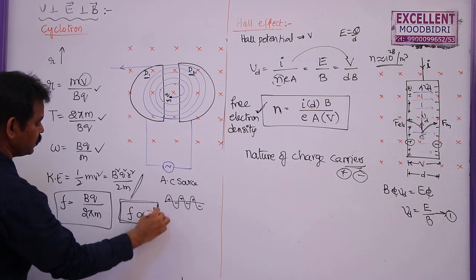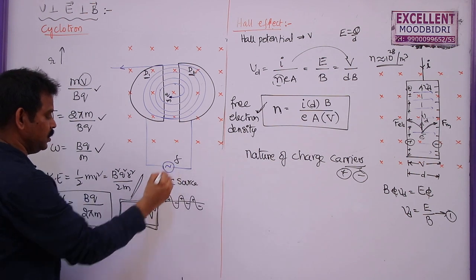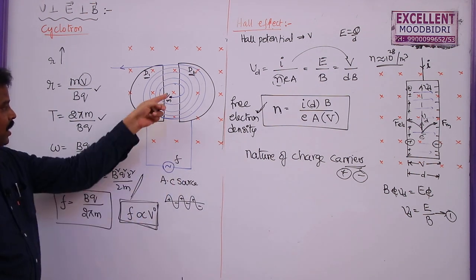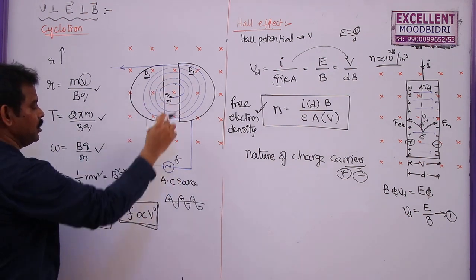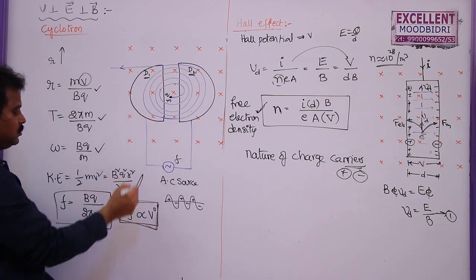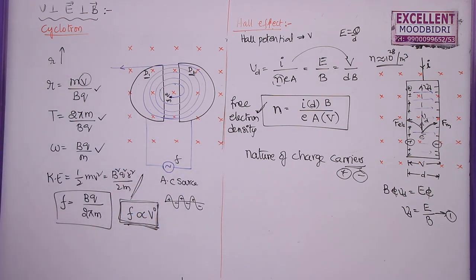So this is the working principle of this one. The frequency of this AC source must be such that it does not depend upon the velocity of the charged particle, and the frequency of rotation is also equal to this frequency. So they are in resonance. So this is the concept that we are using here.